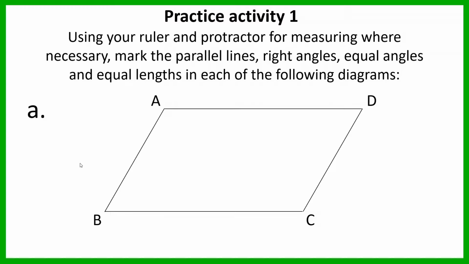Okay, so let's go through all the properties that you should have marked. If you missed anything, make sure that you mark it now. So you should have marked that the opposite sides over here are parallel and these opposite sides are parallel as well. You should also have marked that these opposite sides are equal and that these opposite sides are equal, but that they are different to each other. You should have marked that these opposite angles are equal to each other and that these opposite angles are equal to each other as well. So that's everything that you should have marked for the parallelogram.